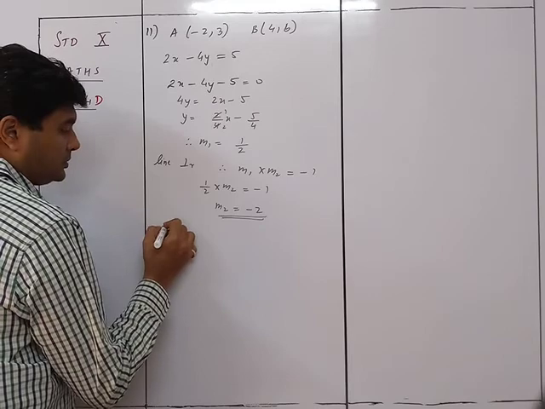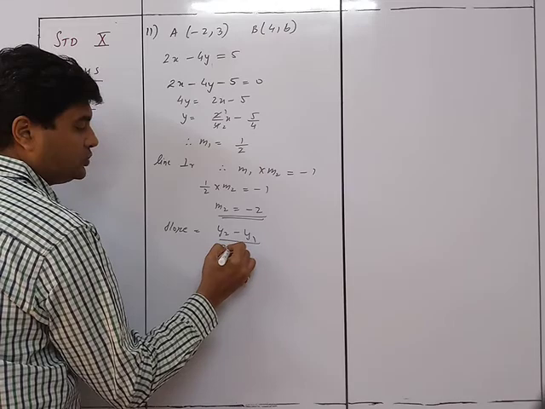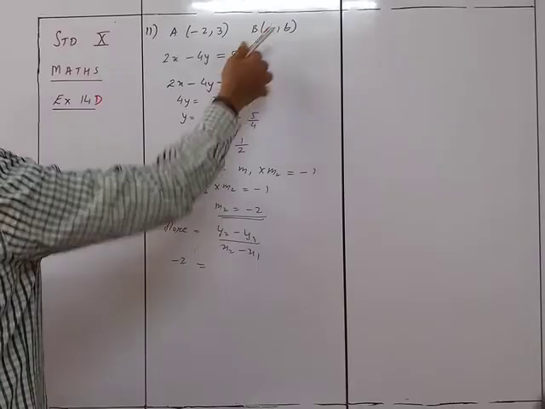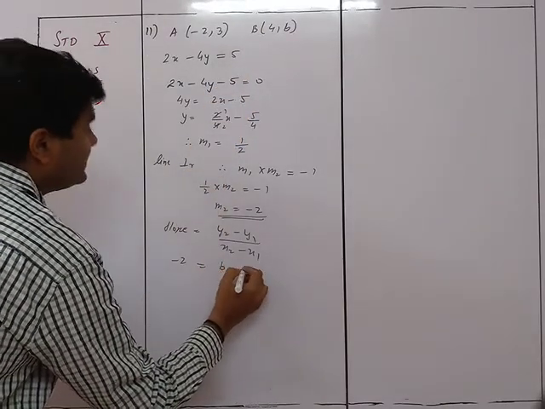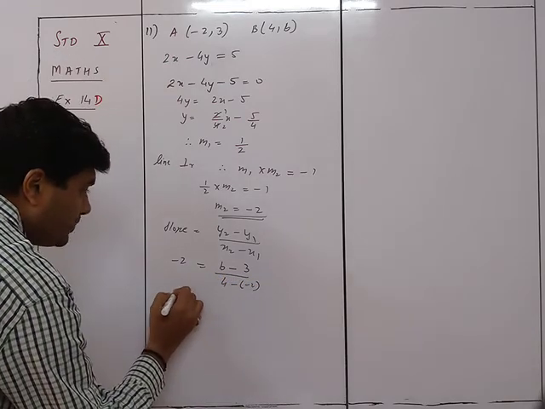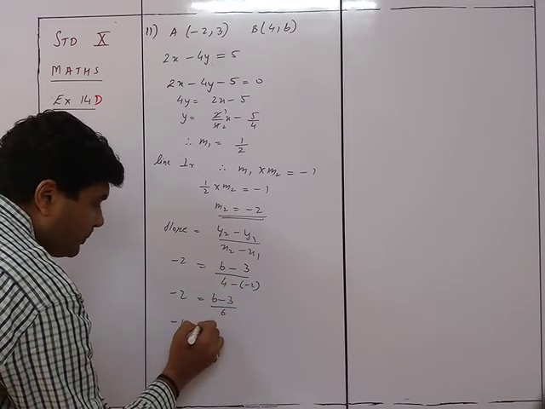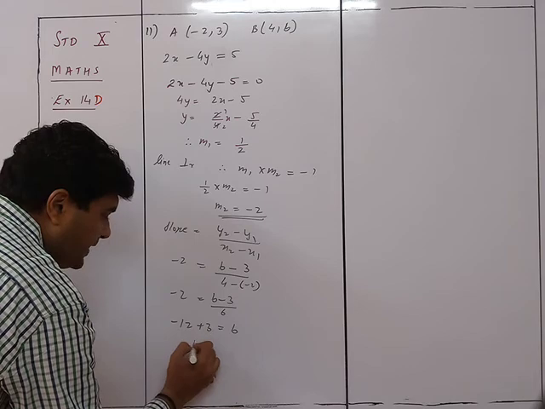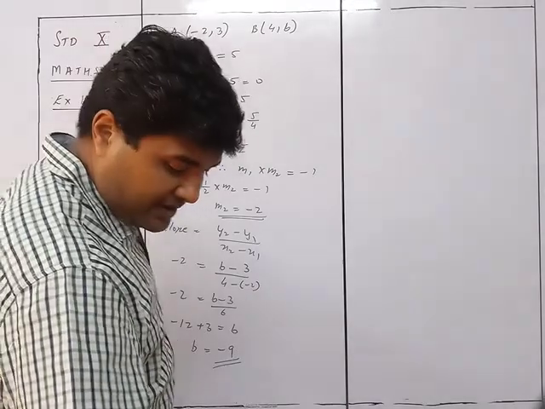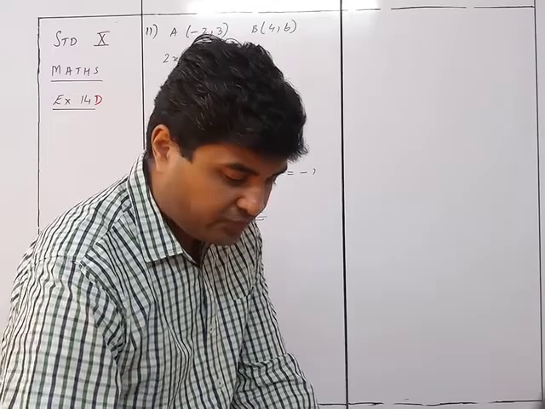Therefore slope is equal to y2 minus y1 upon x2 minus x1. So minus 2 is equal to, what is y2 here? b minus 3 upon x2, which is 4 minus of minus 2. So minus 2 is equal to b minus 3 upon 6. So minus 12 plus 3 is equal to b. So b is equal to minus 9. So that's the value of b as minus 9. That was sum number 11 of exercise 14D.